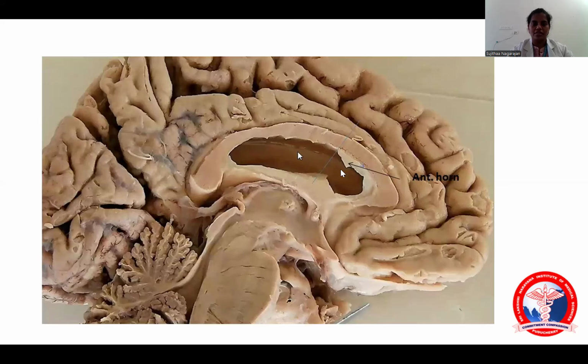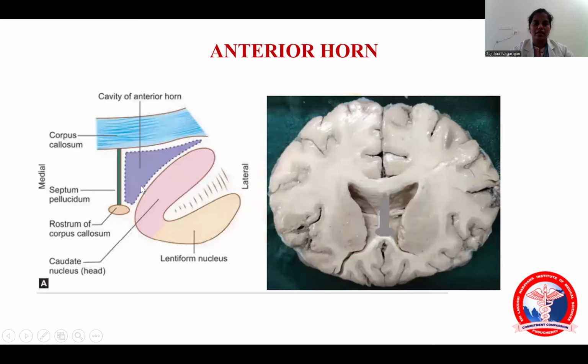So we can see this is the anterior horn. It is projecting within the frontal lobe. So this is the medial surface of the cerebral hemisphere where we can see the cavity here. The cavity is the lateral ventricle. Then we see the anterior horn projecting into the frontal lobe. This is the anterior horn. So we can see the cavity of the anterior horn. So the medial wall is formed by the septum pellucidum. On this side, we have the head of the caudate nucleus.